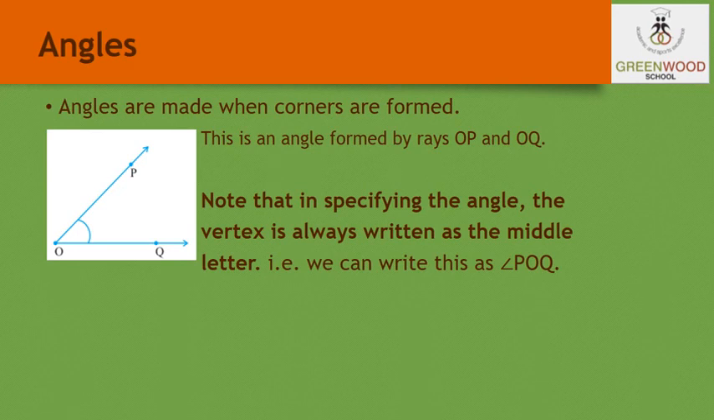What are angles? Angles are made when corners are formed. As you can see in the figure, when PO and OQ meet at point O, the angle is formed. Now, make sure when you are writing angle O, you need to write angle POQ. Keep the angle in between. It should be the middle letter, angle POQ. That means we are writing angle O.